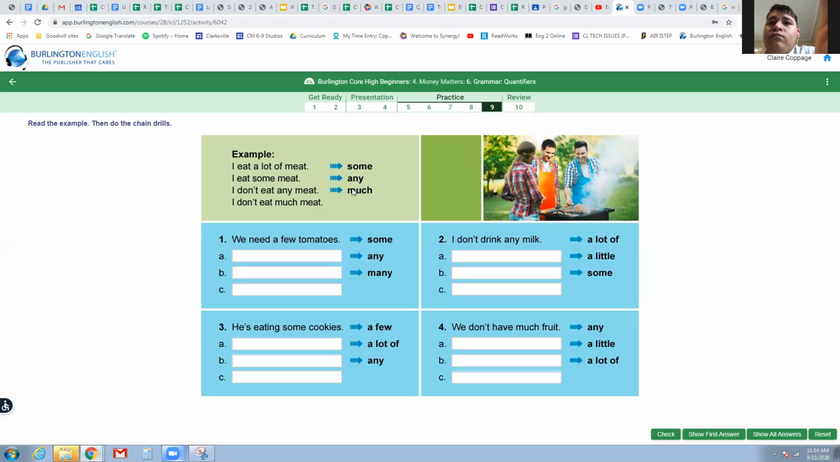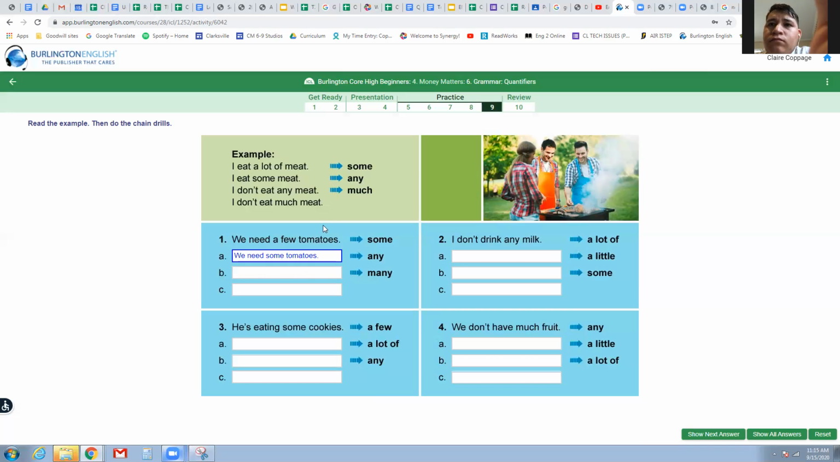And then we can change it again. I don't eat much meat. So solo cambia la palabra aquí. But we'll pay attention to positive and negative. Paga atención si es positivo o negativo. So number one here, we need a few tomatoes. Can you change the quantifier to include the word some? Some. So en vez de we need a few tomatoes, we'll say we need some tomatoes.